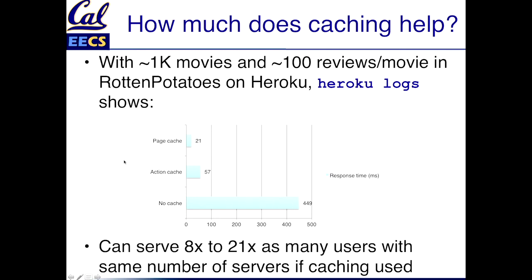Roughly speaking, that means we could serve 8x to 21x as many users with caching turned on as if we didn't have caching. So it's like getting a free order of magnitude if you manage your caching correctly in terms of the number of users that you can serve with the same amount of hardware. That helps us stay in the cloud for a little bit longer.